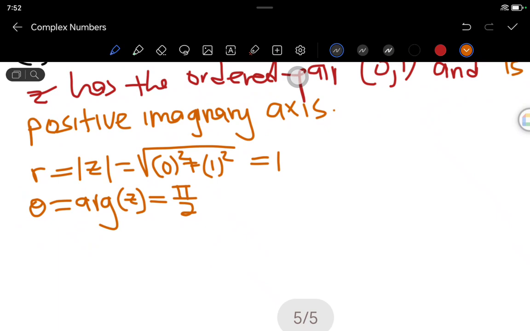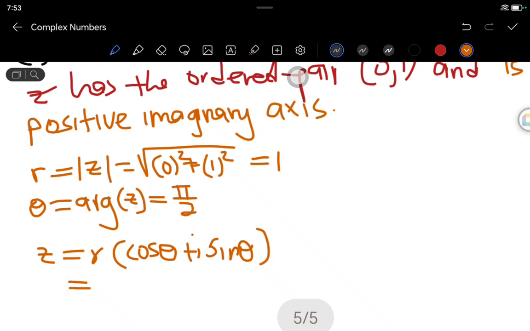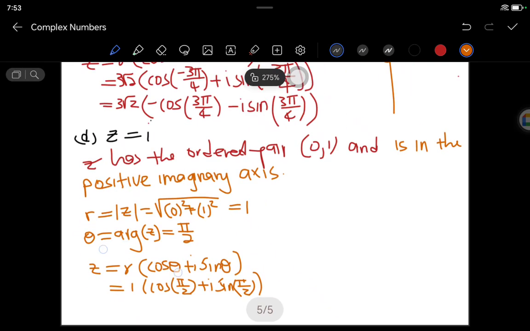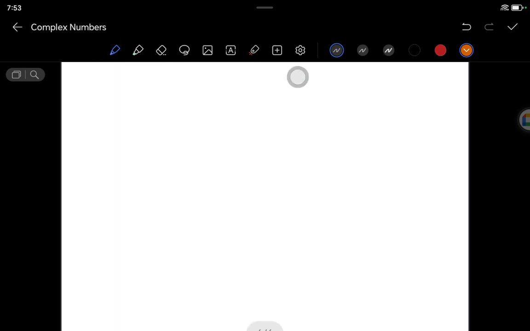So it means that we can now express z in that format, r cos theta plus i sine of theta. This is just going to be 1 cos of pi over 2 plus i sine of pi over 2. Then this is the solution. Yes, right? Now we come to E.